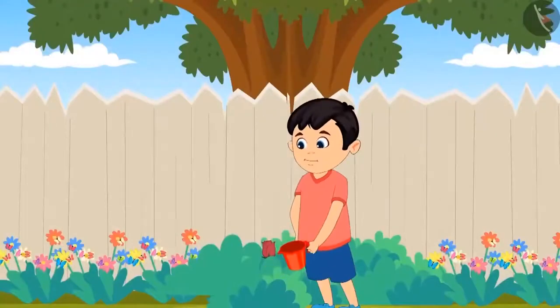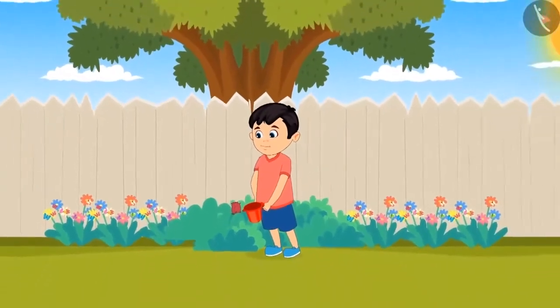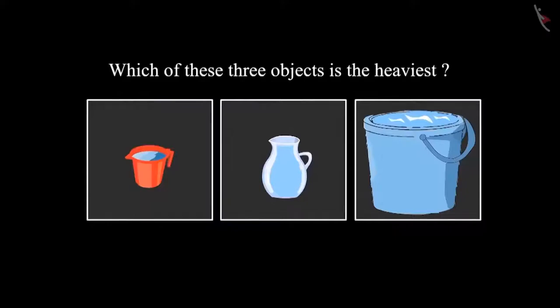And he waters the plants. In this way, Chotu was able to give water to all the plants. So children, can you tell me which is the heaviest object among these three? Yes, the bucket of water is the heaviest among these.